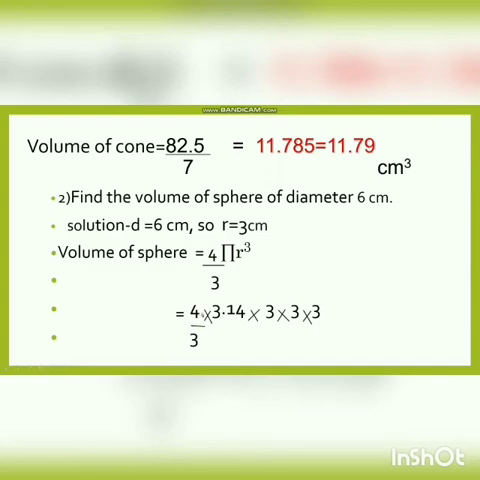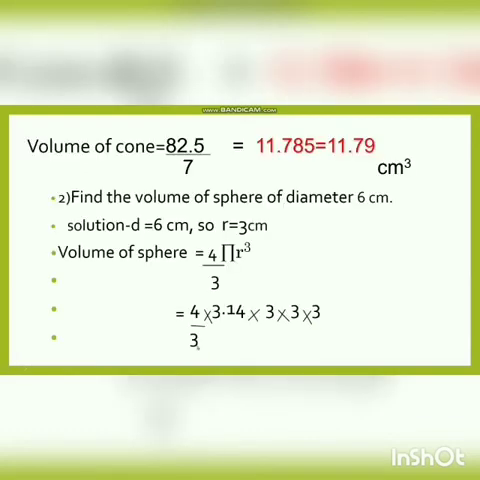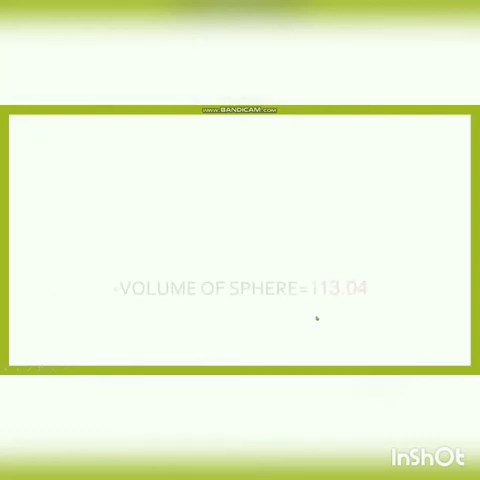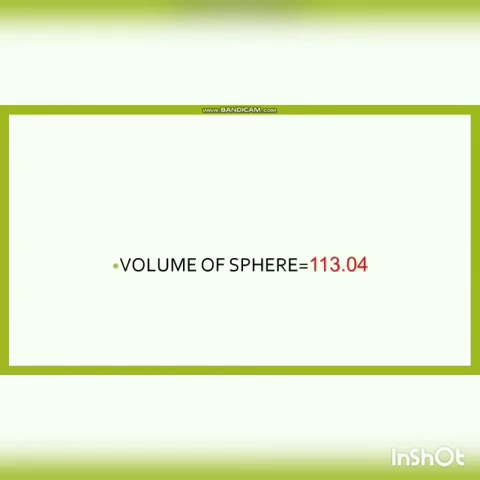So next step, 4 upon 3 into 3.14 into 3 into 3 into 3. Here one 3 from this 3 get cancelled. In the next step, after calculating, you get the volume of sphere. Volume of sphere is equal to 113.04. After multiplication, you get the volume of sphere. The value of volume of sphere is equal to 113.04.